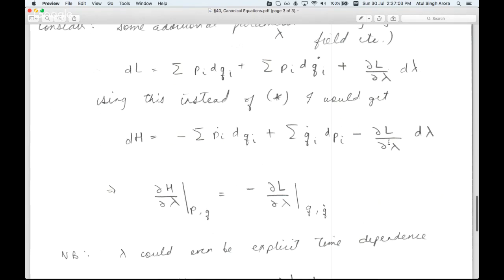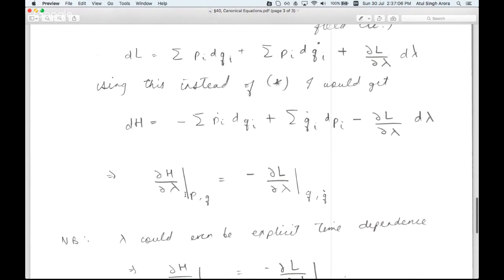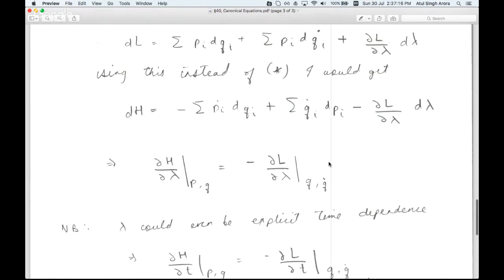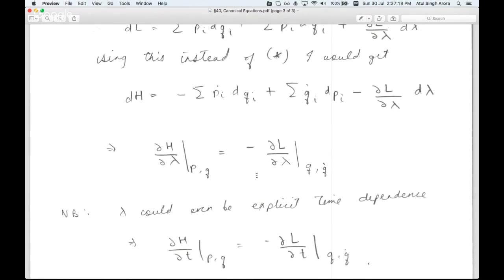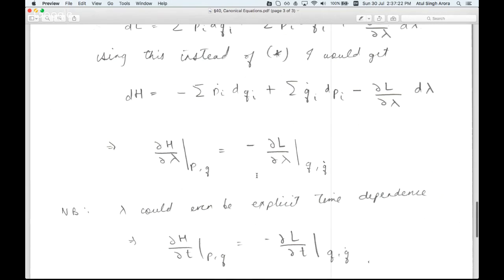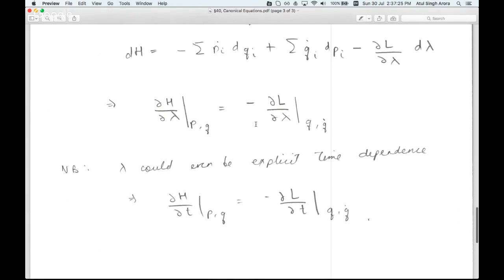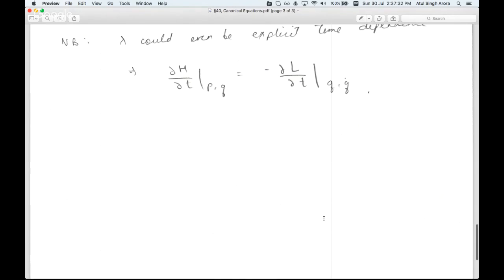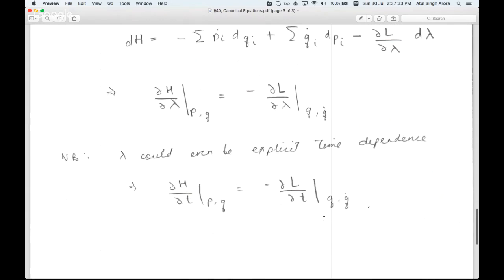Okay, and then of course you can just read off del H by del lambda, holding P and Q constant, because P and Q are the independent variables, has to be equal to minus del L by del lambda, holding Q and Q dot constant, because Q and Q dot are the independent variables. Now, of course, lambda was assumed to be any general parameter on which the Lagrangian depends. It could even be explicitly the time. And if there is an explicit time dependence, then del H by del t would be given by minus del L by del t. Okay. And that's all I did for today, and we'll see more later.